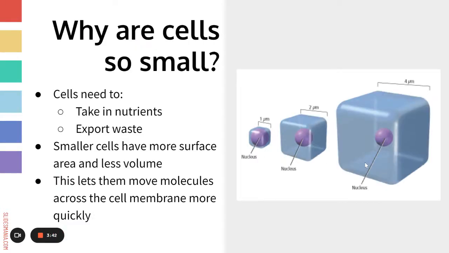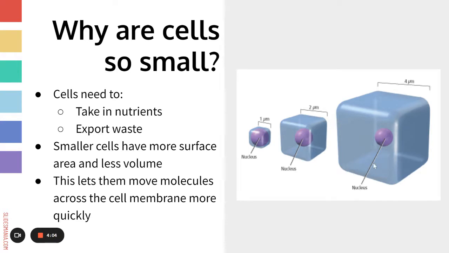Okay, so when we're thinking about cells, one thing that might pop into your head is the fact that cells are really, really tiny. Usually, you can't see them without a microscope. So, why are cells so small? The reason has to do with the fact that it's more efficient for cells to take in nutrients and export waste when they're smaller.